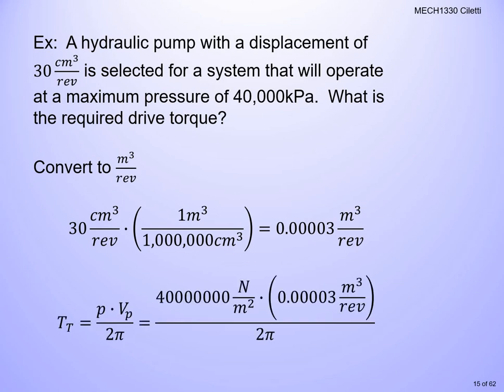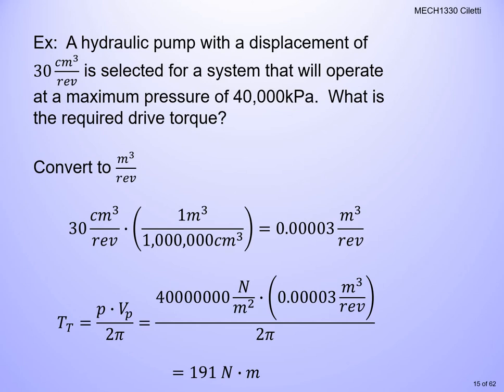Now that we're in the right units, we can substitute into the theoretical torque equation, where we have our pressure. Notice it's not 40,000, it's 40 million because of that K on the pascals. Remember, pascals is the same as newtons per meter squared, but we use newtons per meter squared here to show that the units cancel and how everything works out. And we get 191 newton meters. That's our theoretical torque.